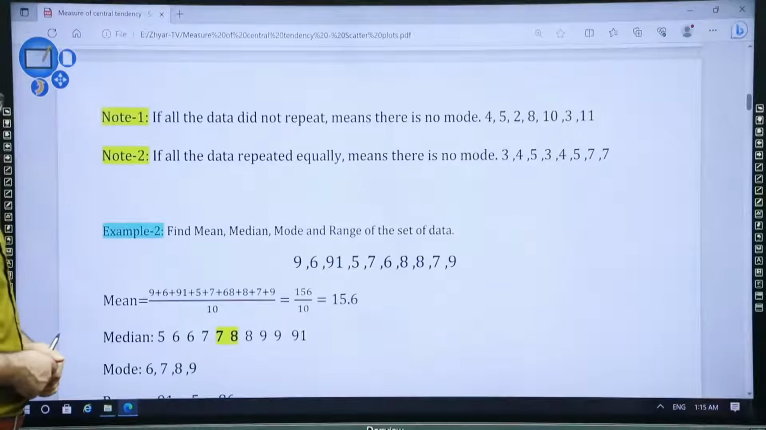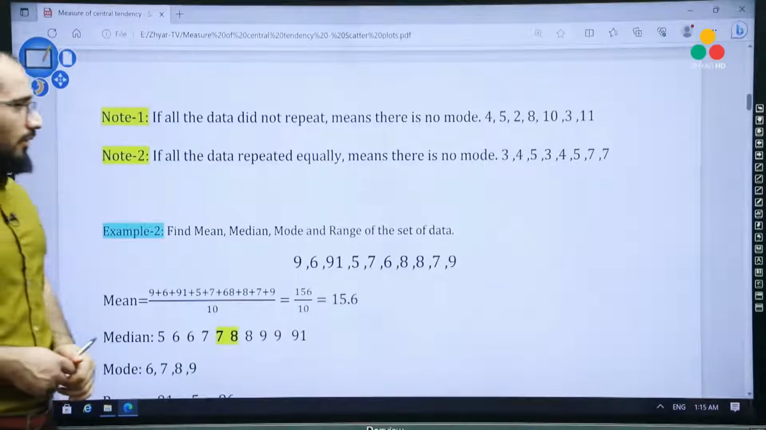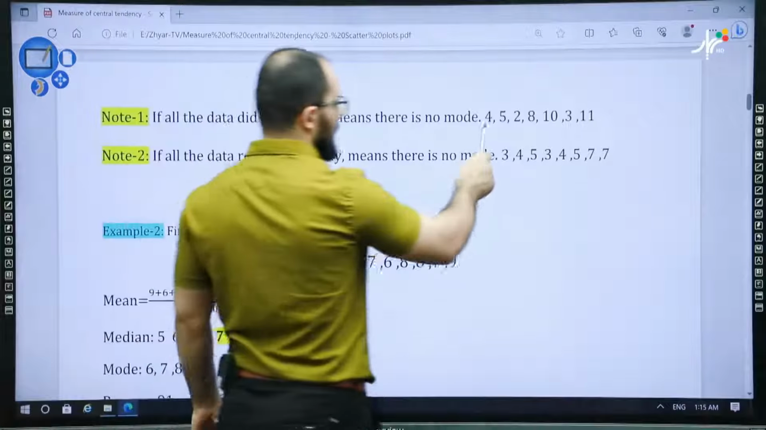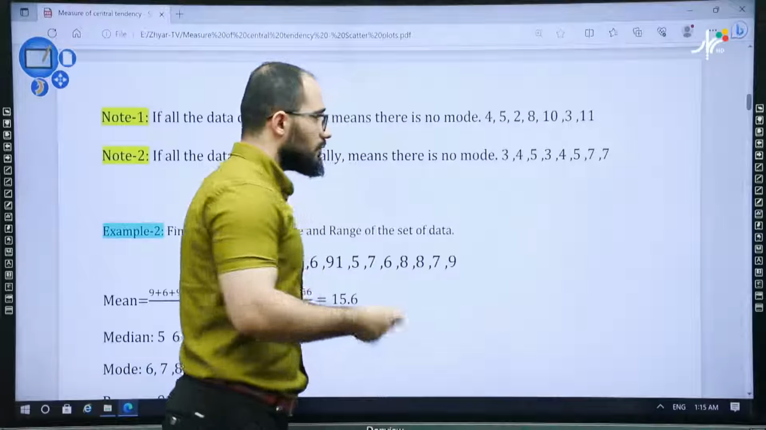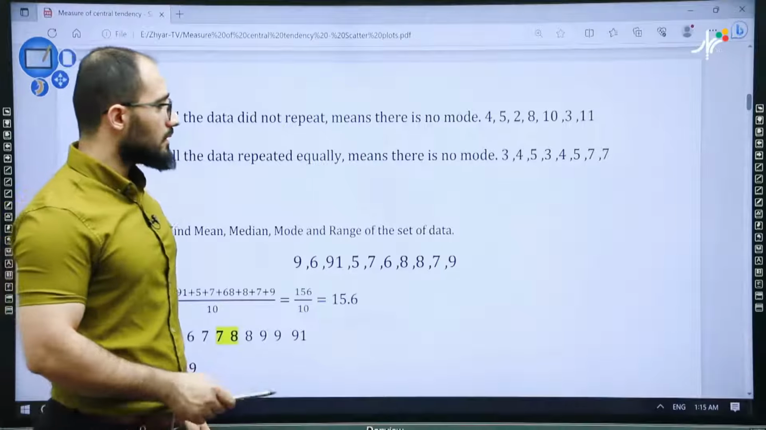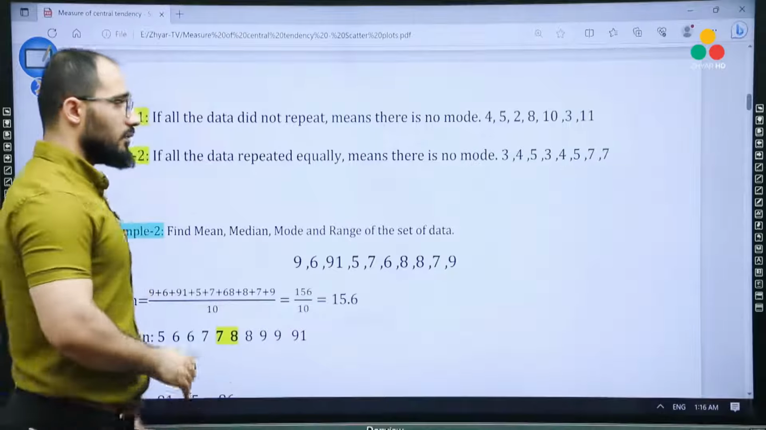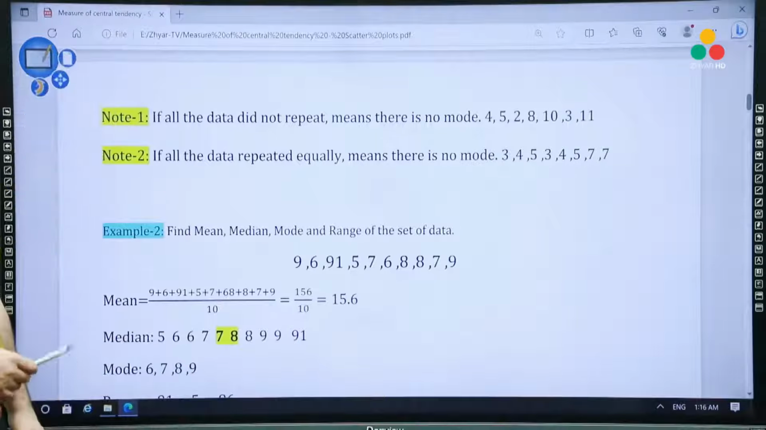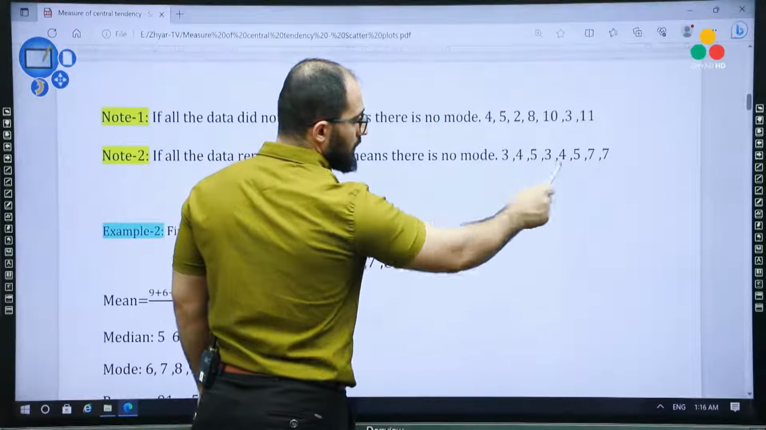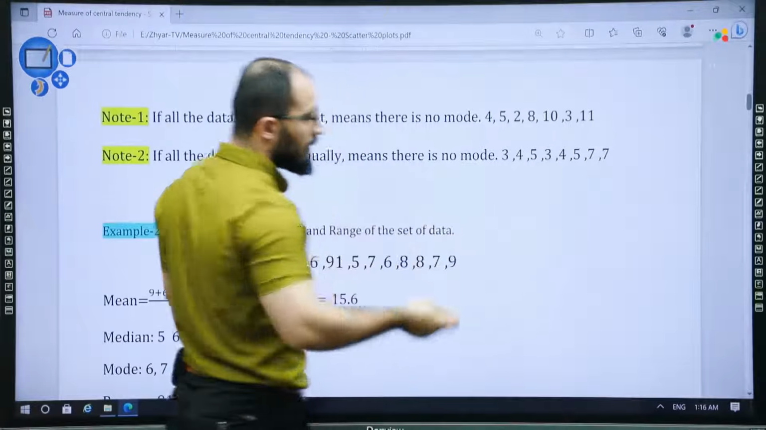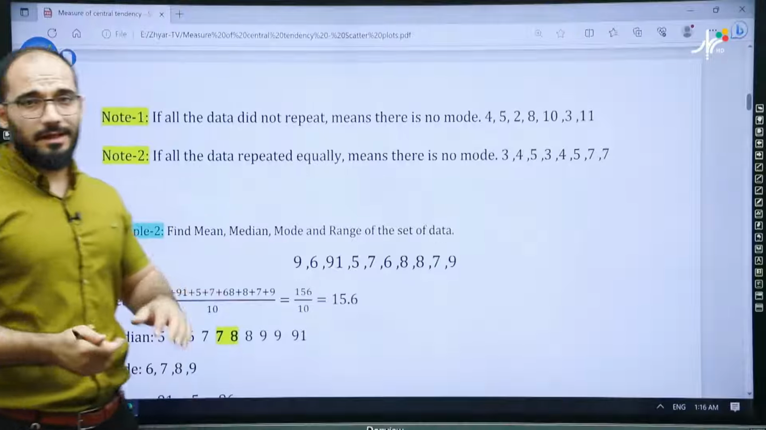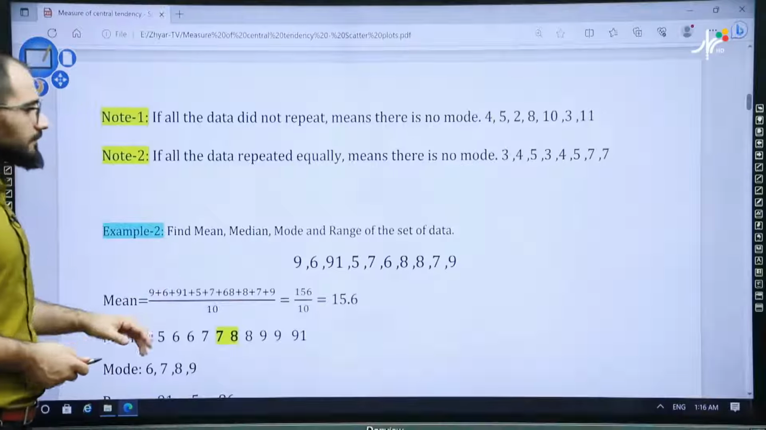We have these notes. If we don't have a repeated number, like 5, 4, 2, 8, 10, and all of them are repeated equally, then there is no mode. We don't have a mode because all the data are repeated equally. Even if we have 3 two times, 4 two times, 5 two times, and 7 as well, again there is no mode because all the data are repeated evenly, equally.